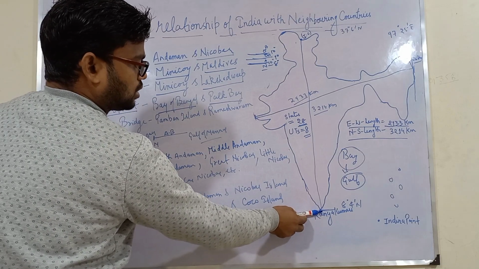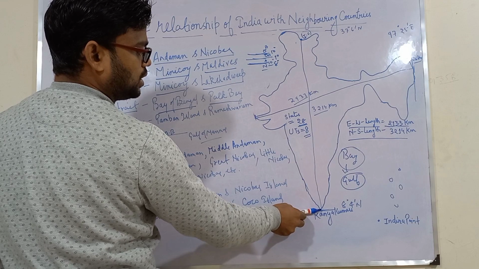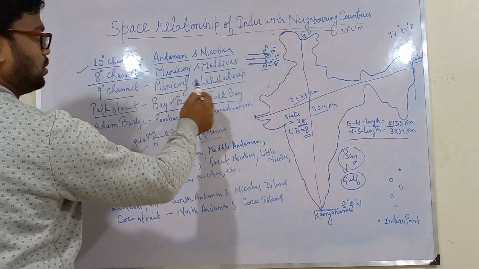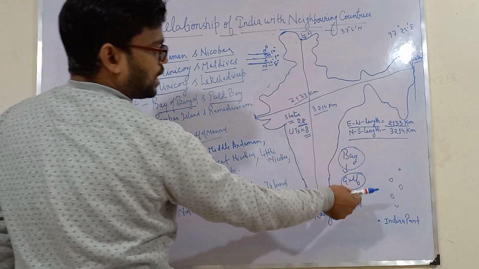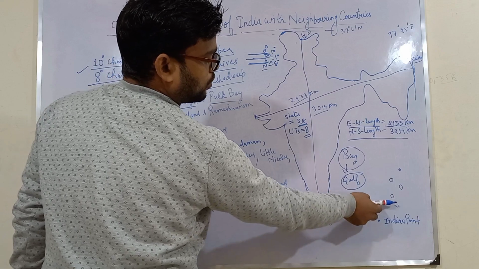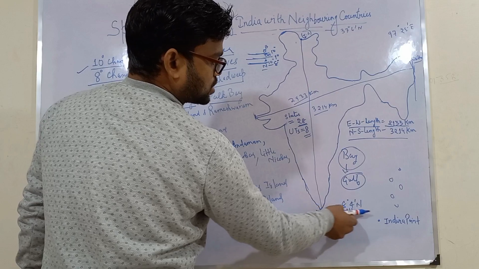Because we know that India's latitudinal extent is from 8 degree, means on the mainland it is from here 8 degree till 37. So of course this 10 degree would be lying somewhere here, above Kanyakumari here, and this 8 degree would be lying at the extreme north here.